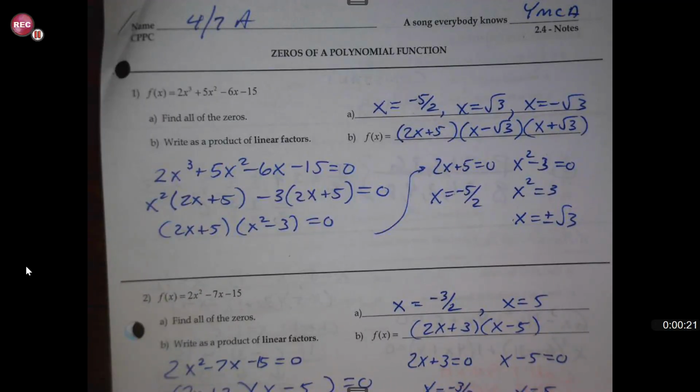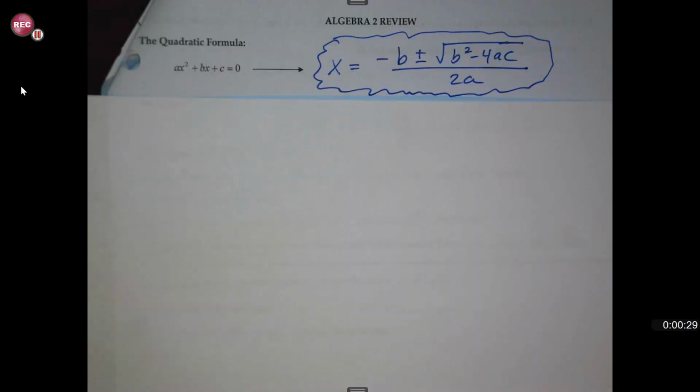This video is going to go over the 2.4 notes. Now, we already did the first two pages, so we're going to hop right to that third page. On this page, we're just going to do a quick Algebra 2 review, so that we can use these skills to find the zeros of our polynomial functions.